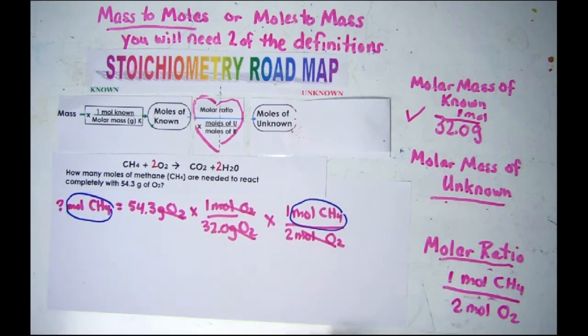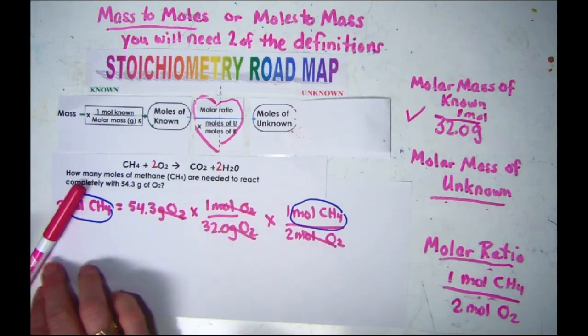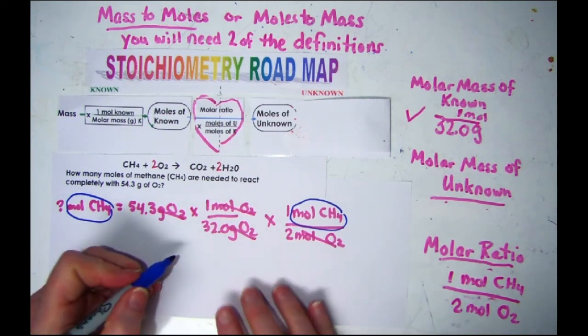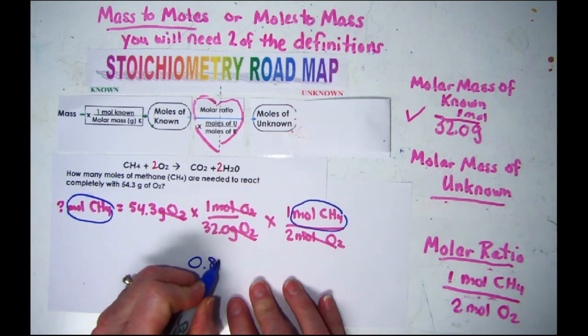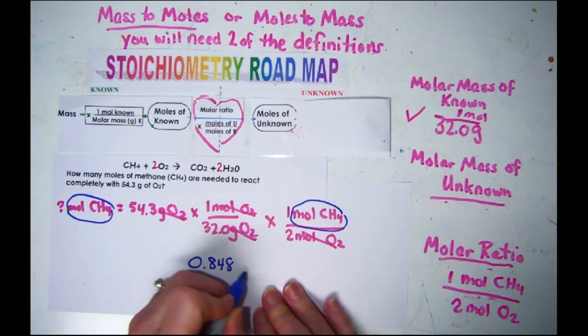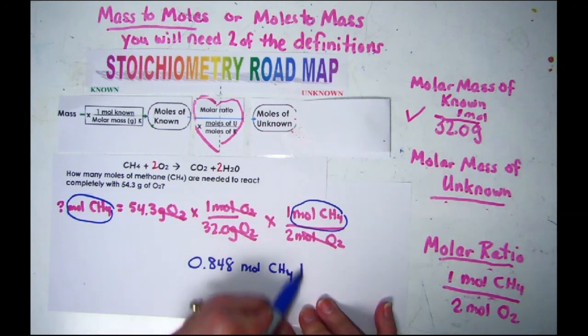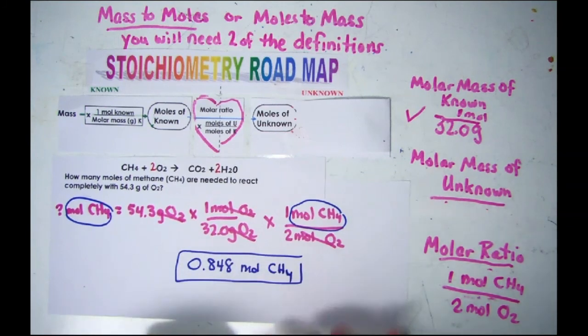All right, so let's do the math. We have 54.3 divided by 32 divided by 2, and we have 3 sig figs. And so our answer should have 3 sig figs. In this particular case it is going to be 0.848 moles of CH4 is our answer. Okay?